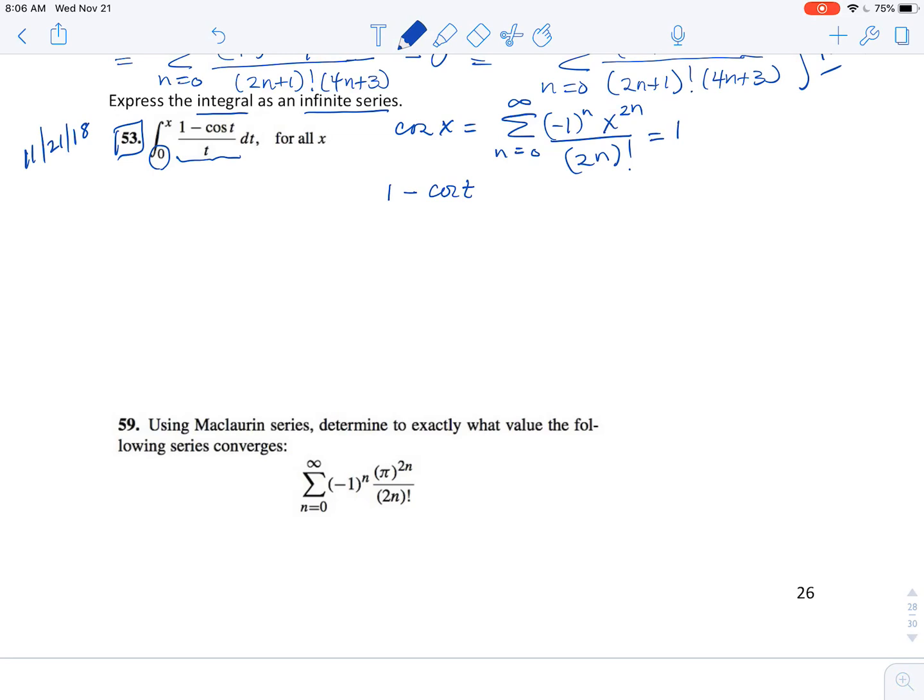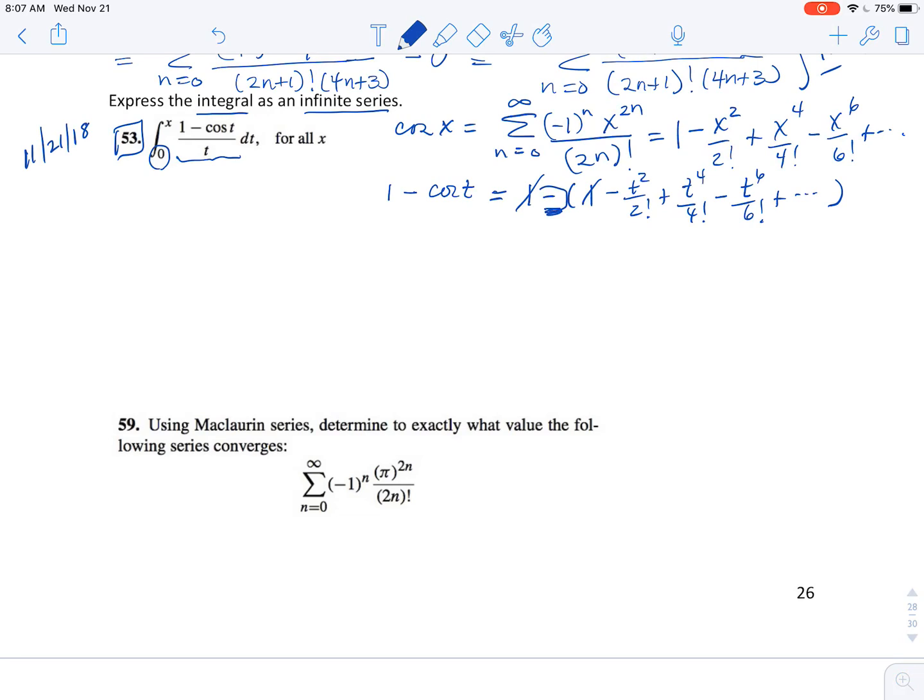Let's write out some of these terms. They look like 1 minus x squared over 2 factorial plus x to the 4th over 4 factorial minus x to the 6th over 6 factorial. Notice it's an alternating series, all the powers are even, and each one is divided by that same even number factorial. So if I find 1 minus cosine t, the 1 would drop out. Then I put in the t's for all those, and the negative in front changes all the signs. So that becomes positive t squared over 2 factorial minus t to the 4th over 4 factorial plus t to the 6th over 6 factorial.